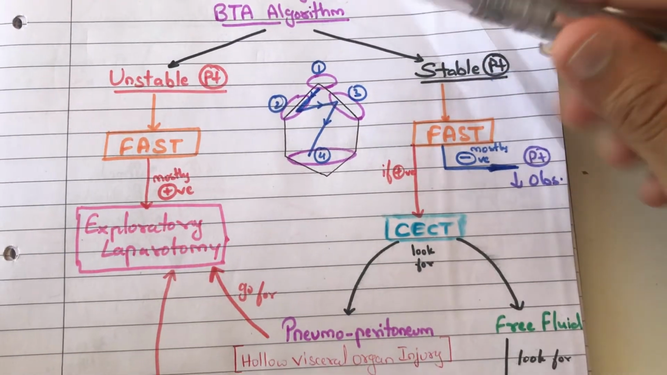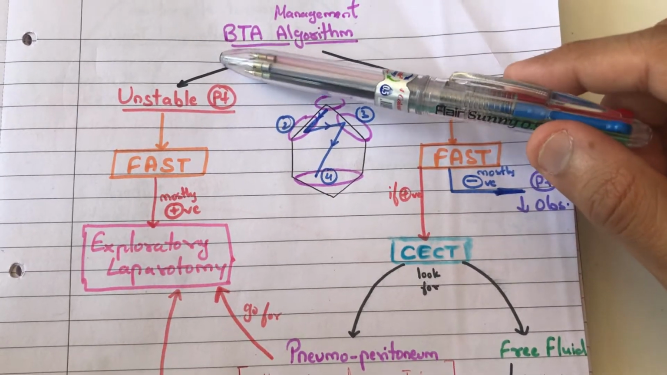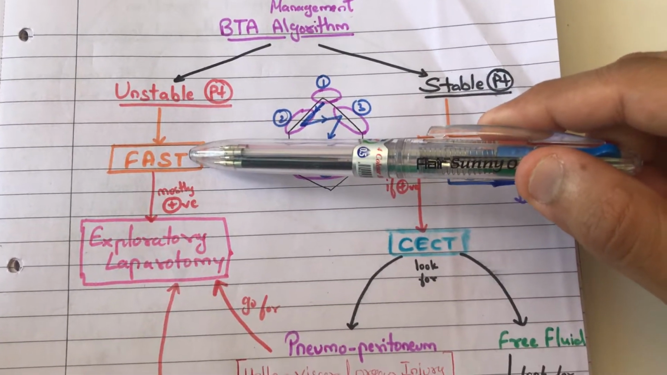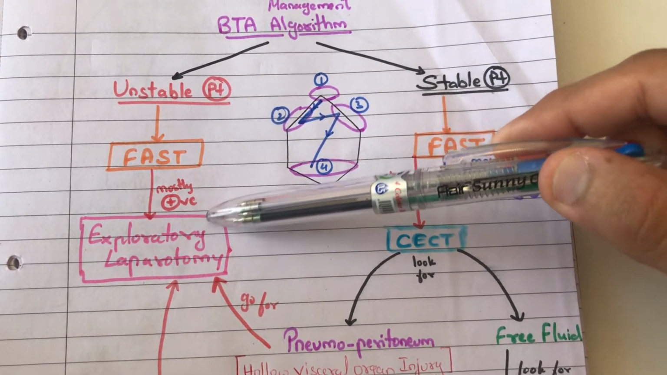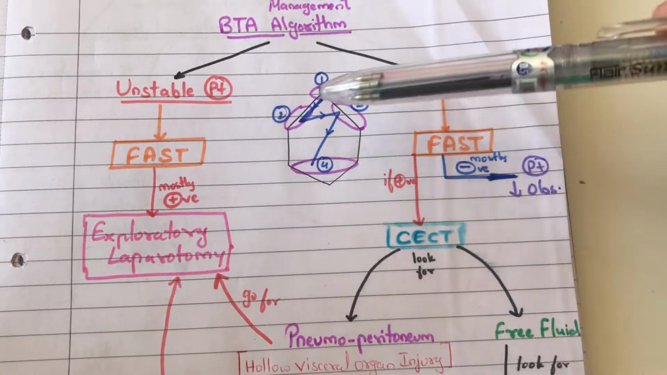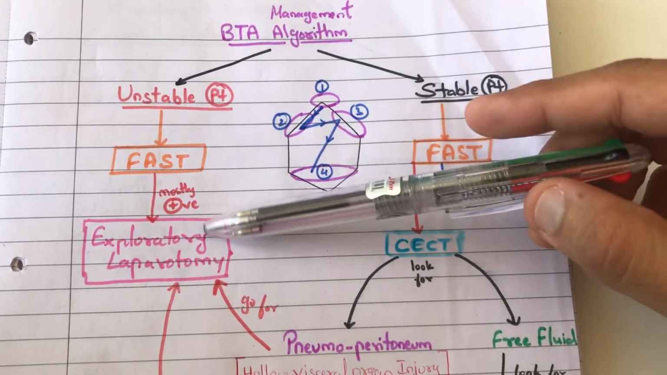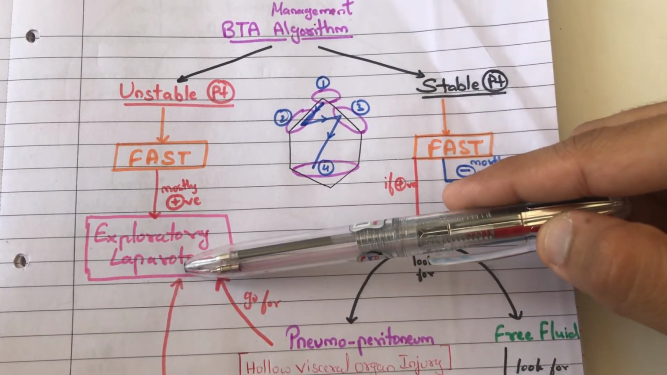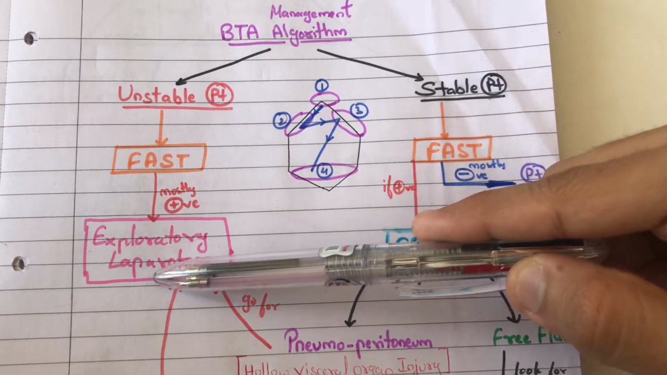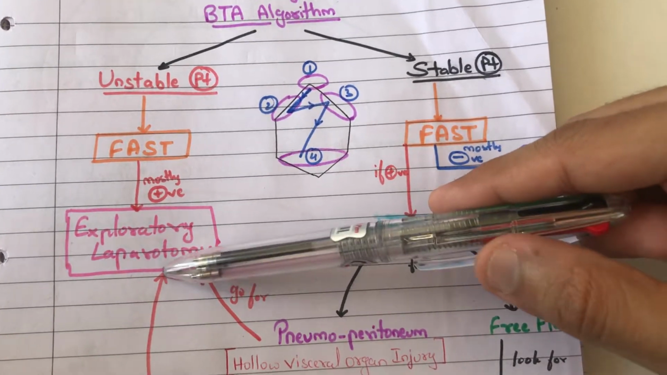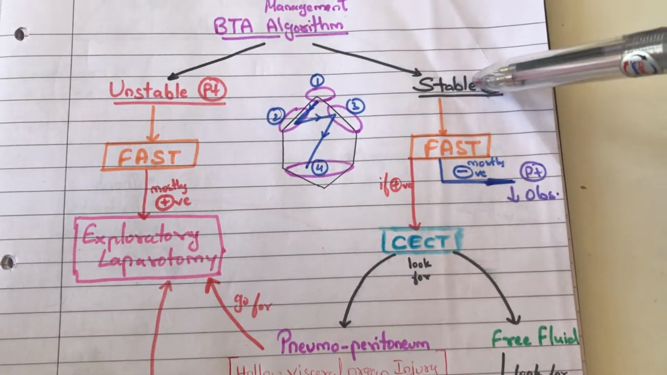Now let's talk about the unstable patient. Once we have done FAST, most likely the unstable patient will have a positive FAST. Positive means there is some blood in either of these locations. If it is positive, definitely you have to take him to the OR and go for an exploratory laparotomy.